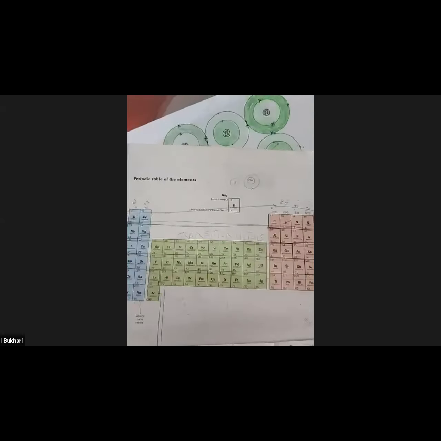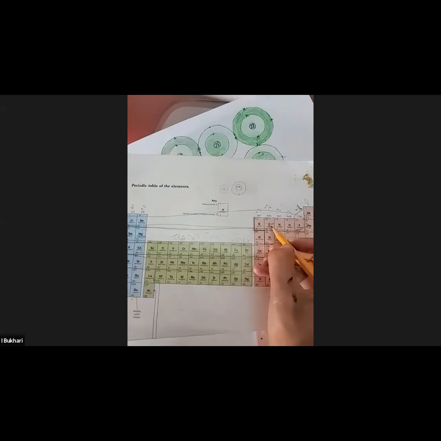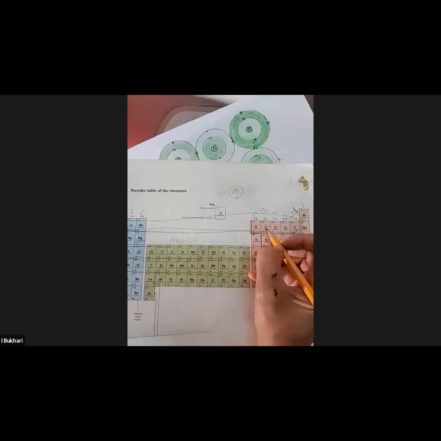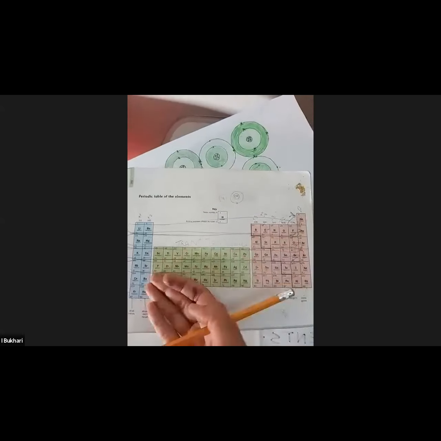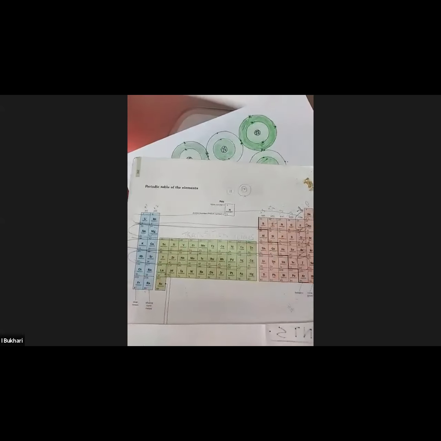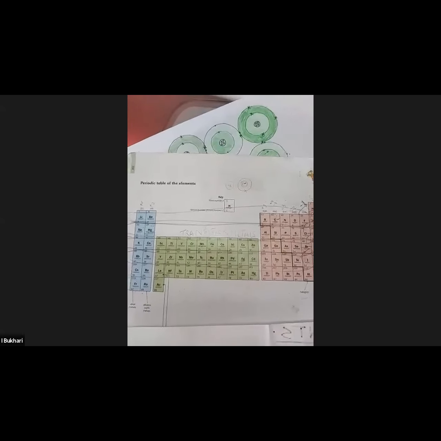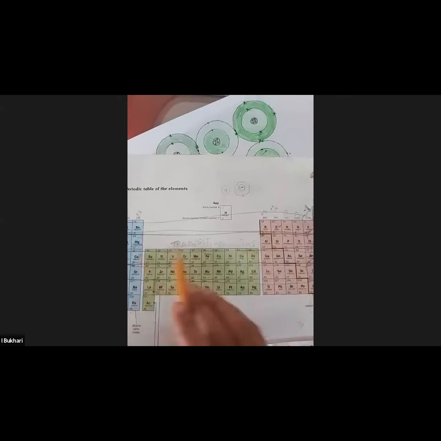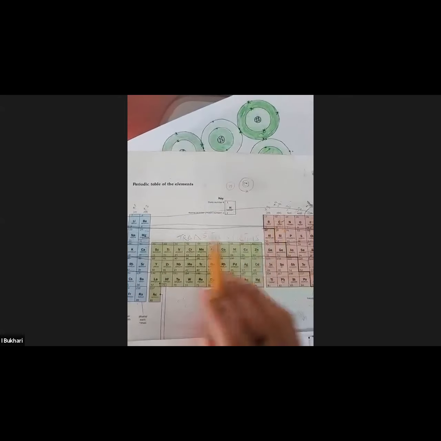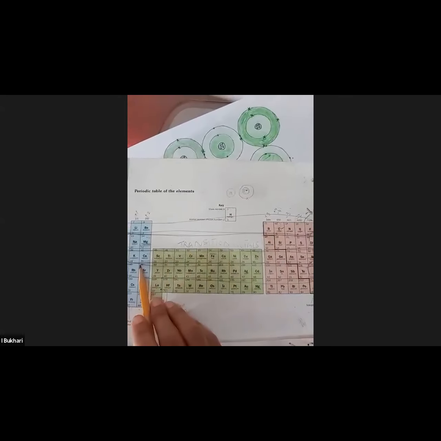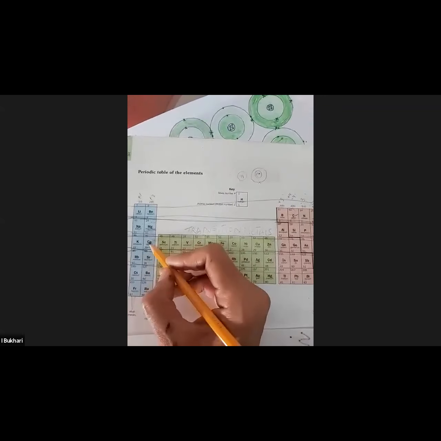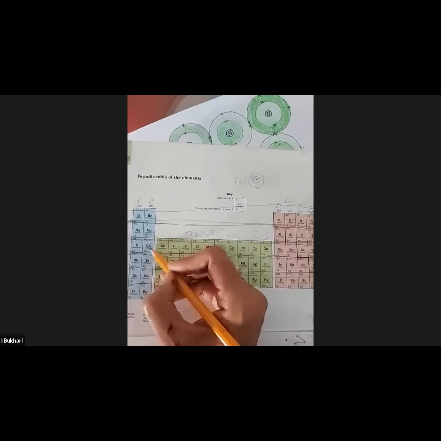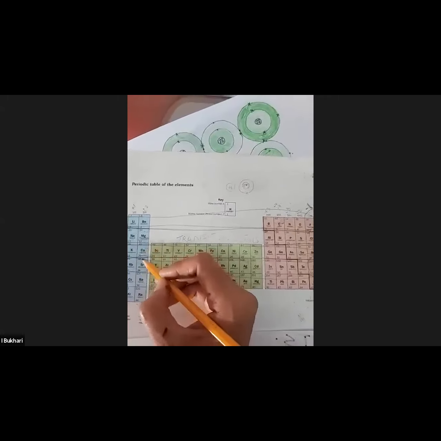Now, if we give both of them the same symbol, then that would be confusing. No two elements can have the same symbol, so how will we differentiate between them? That is when the second letter comes in, because we want to differentiate calcium from carbon. Both of them start with C, right? So we will add a small a next to C to represent that we're talking about calcium.